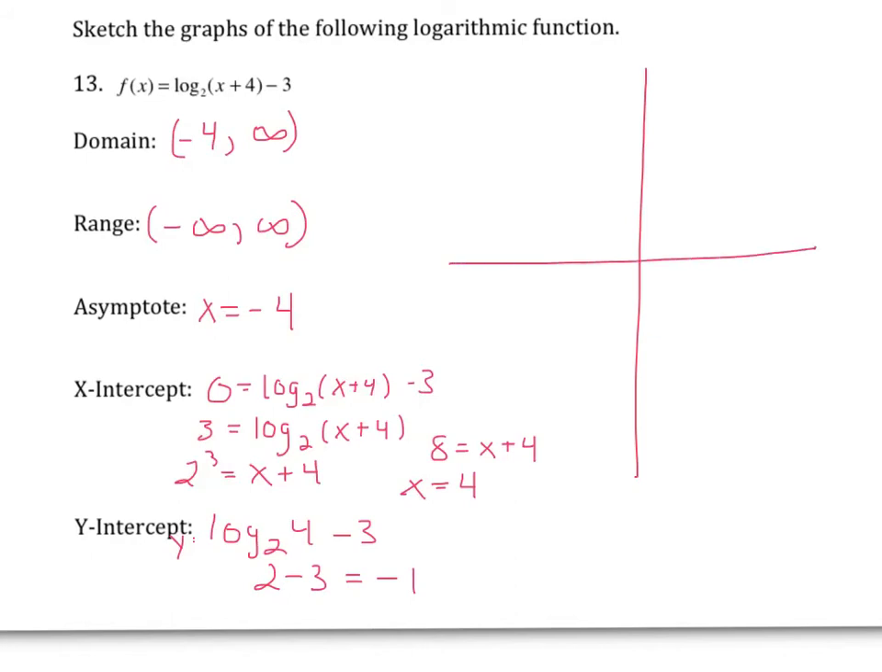So we're going to put our vertical asymptote on at negative 4, and our y-intercept at negative 1, and our x-intercept at 4.